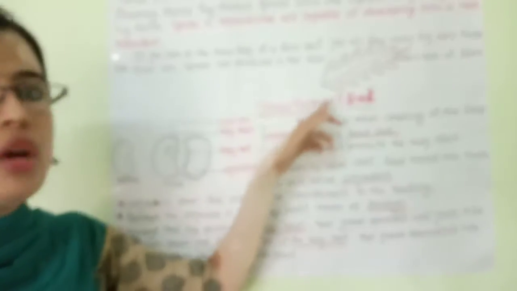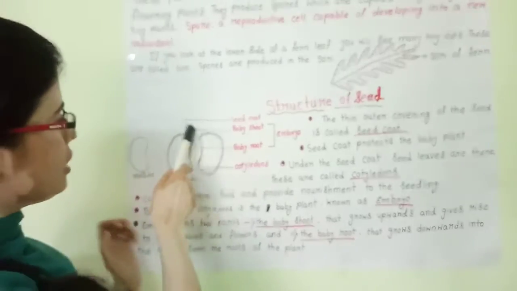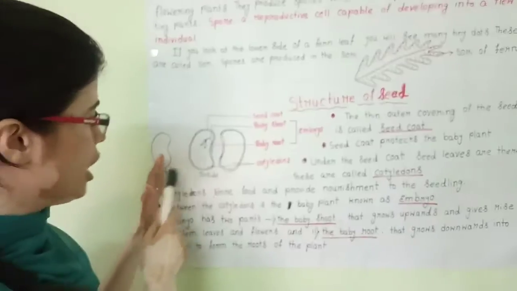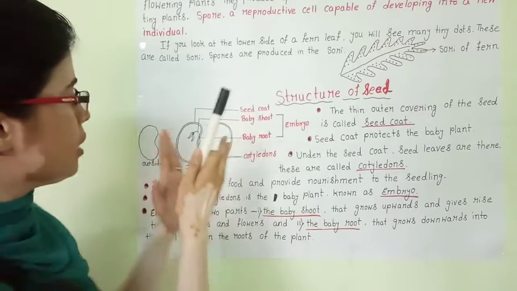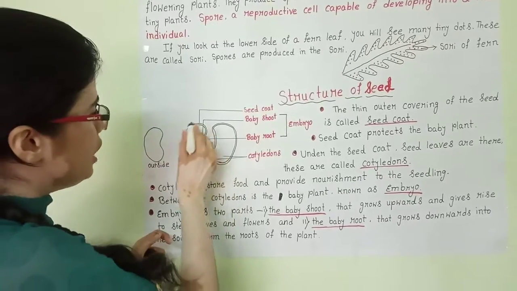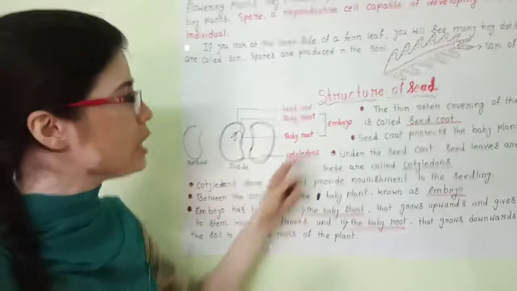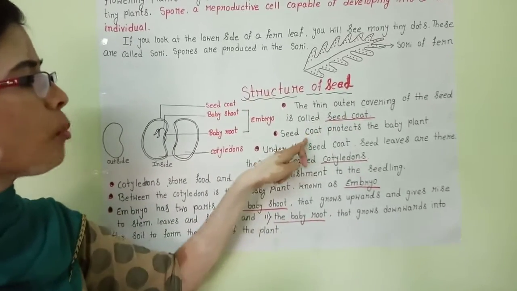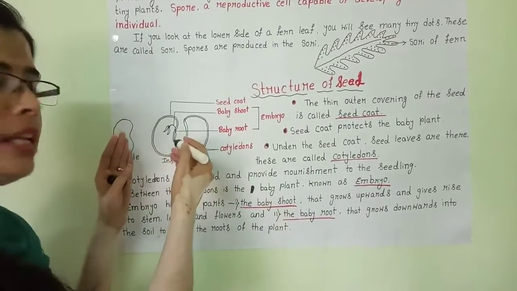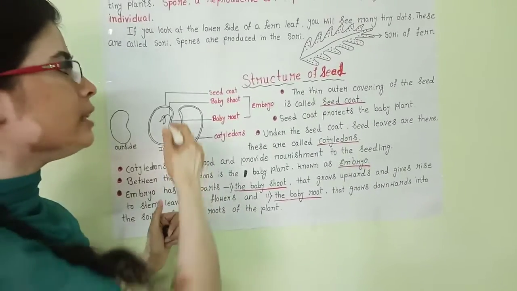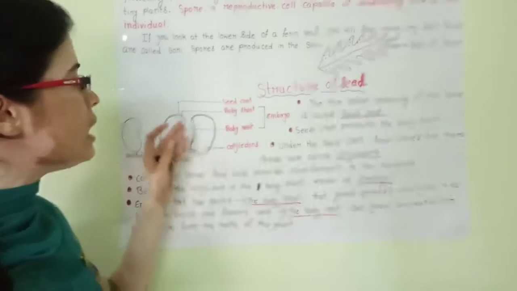Next one is structure of seed. This is the external structure, and this is the internal structure. If you cut a seed, you can divide it into two parts, internal and external. The thin outer layer of the seed is called the seed coat. The function of the seed coat is to protect the baby plant. That means inside there is a baby plant, and the seed coat protects the baby plant. Beneath the seed coat, seed leaves are there.